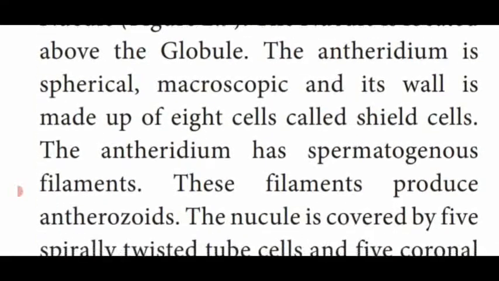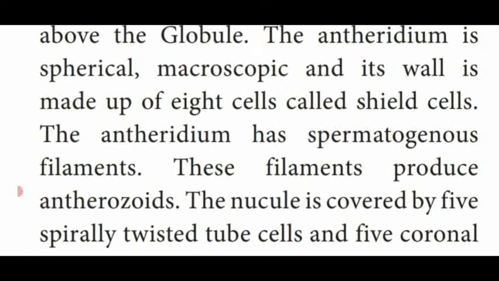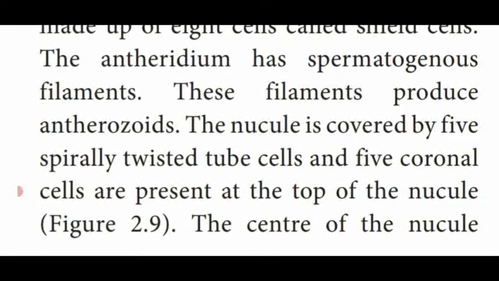The antheridium is spherical, that is, oval in shape. Macroscopic, that is, visible. The wall of the antheridium, or globule, is made up of 8 cells named shield cells. This antheridium has spermatogenous filaments. That means the filaments that produce sperm, the male gametes, are known as spermatogenous filaments. These filaments afterwards produce antherozoids.